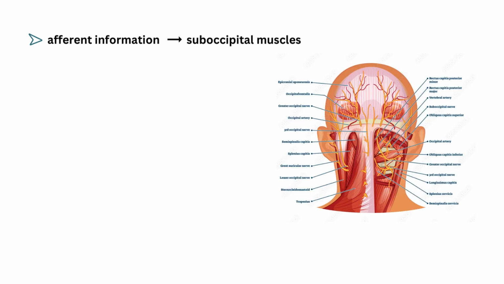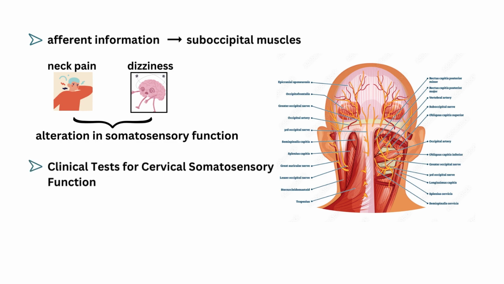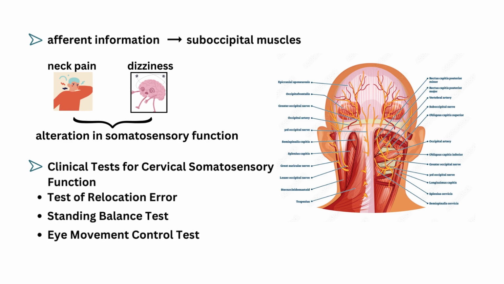The muscles which carry afferent information, mainly the suboccipital muscles, play an important role in head and neck position. So, if a patient presents with neck pain and dizziness, we can assume an alteration in somatosensory function. Three clinical tests for cervical somatosensory functions are the test of relocation error, the standing balance test, and the eye movement control test.